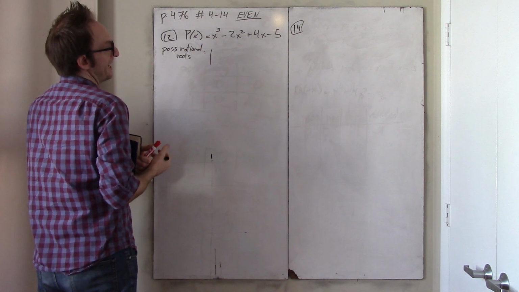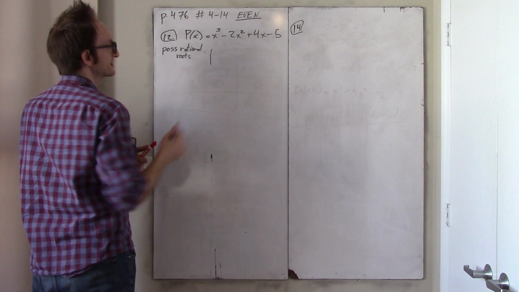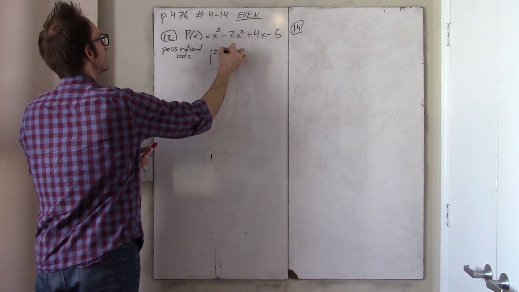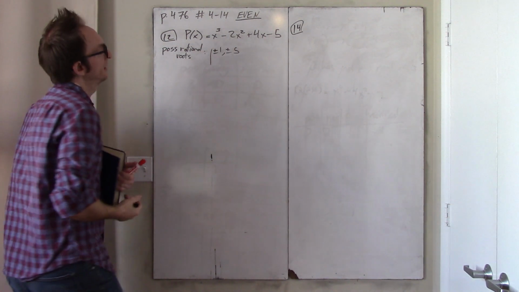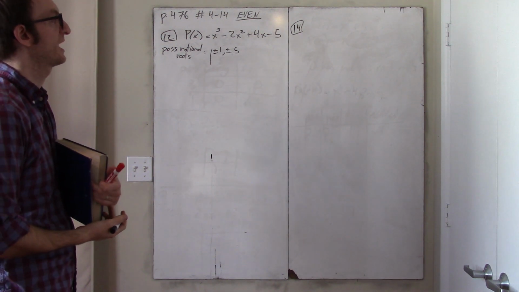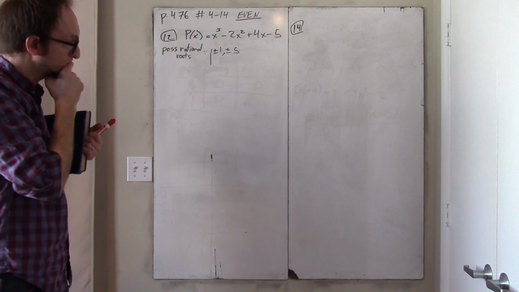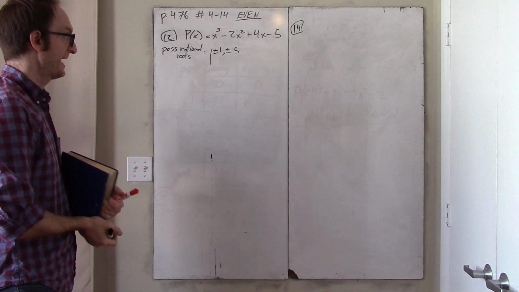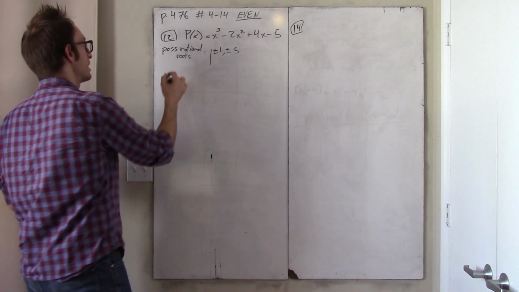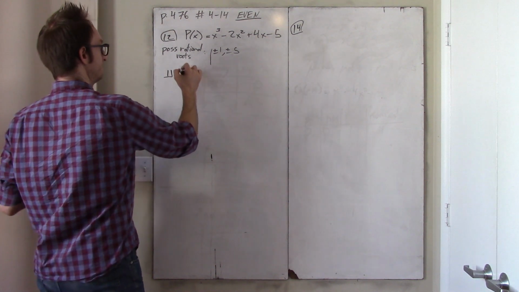Well, like 1 and 5, I guess. So plus or minus 1, plus or minus 5, because the numerator needs to be a factor of the constant term, which is 5, and the denominator needs to be a factor of 1. So probably the thing to do would be to try something like 1. Alright, well, let's do that.